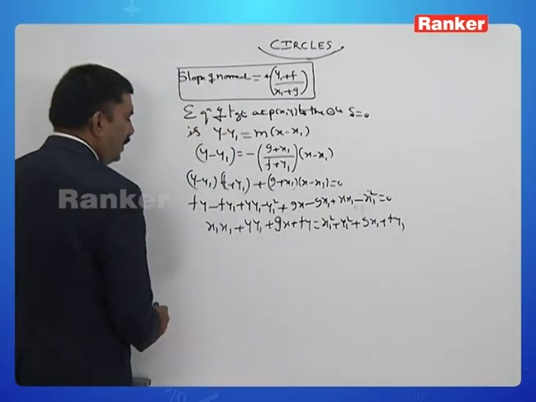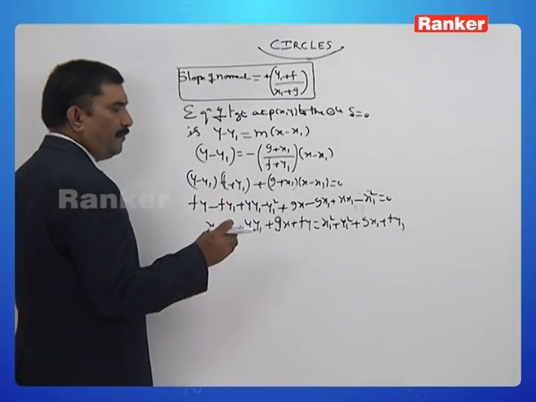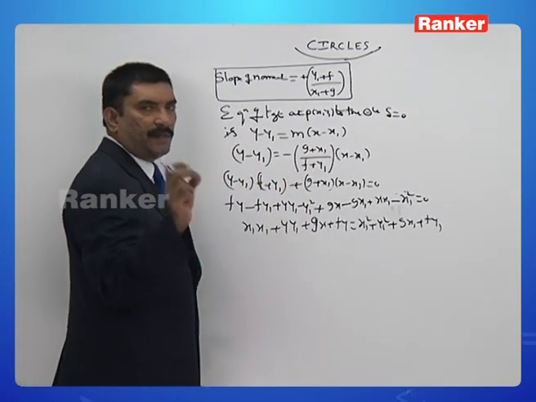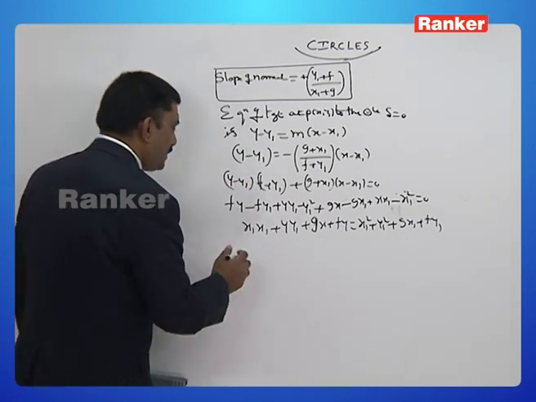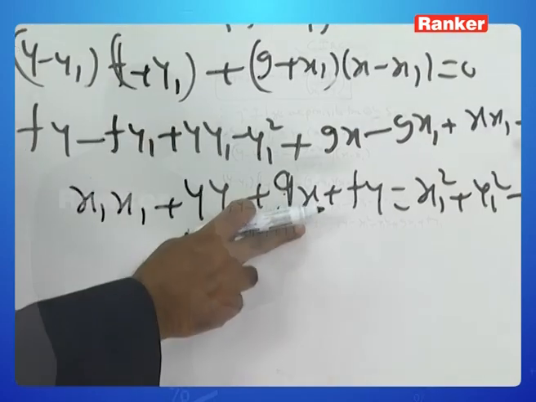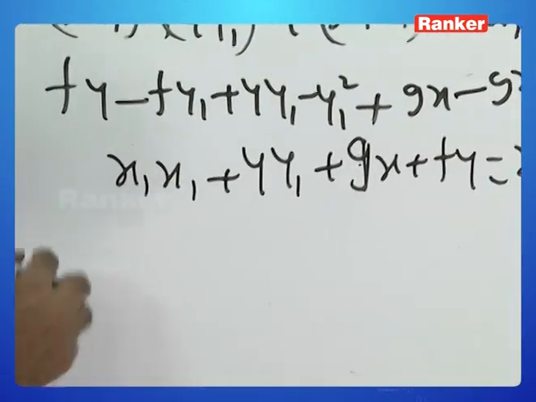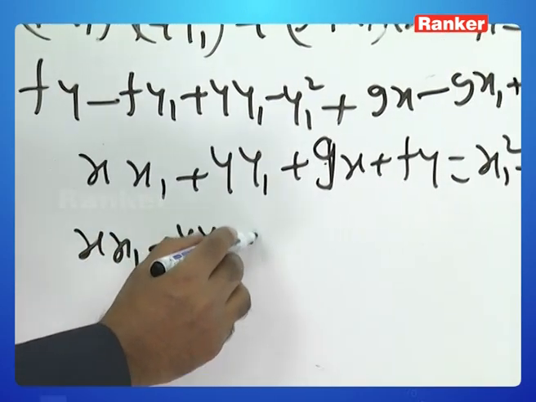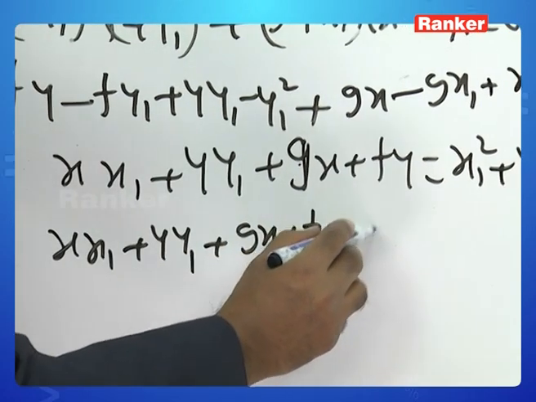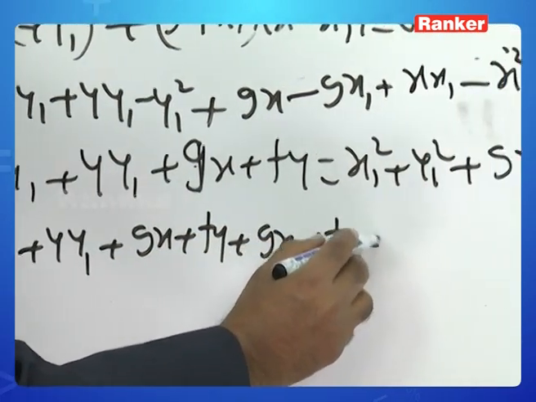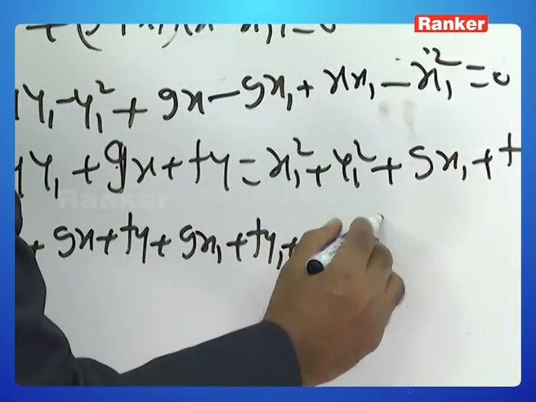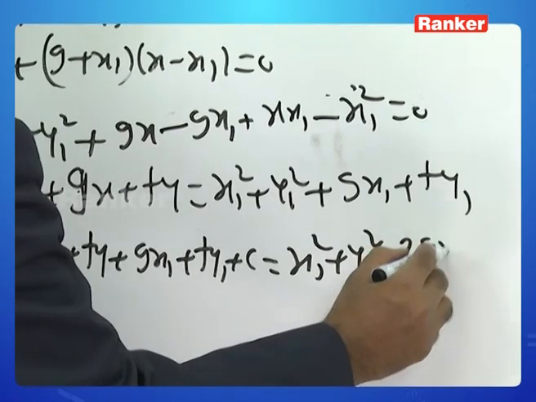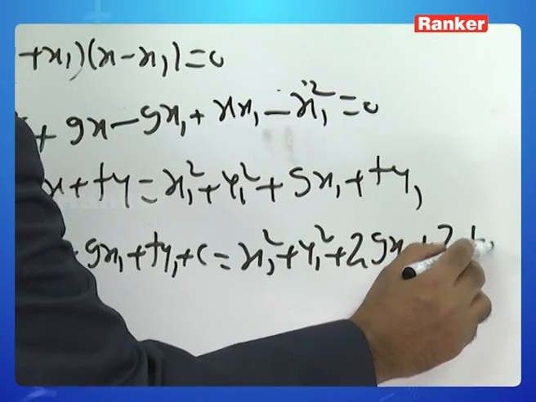Okay, so therefore now we have a less number of terms. Whenever you want less number of terms to get more number of terms, you have to add and subtract, or divide and multiply. At present, add and subtract. So add and subtract gx1 plus fy1 plus c on both sides. So xx1 plus yy1, therefore gx plus fy. Now gx1, fy1 plus c, adding on both sides, this becomes x1 square plus y1 square. Now gx1 becomes 2gx1, fy1 becomes 2fy1, plus c.